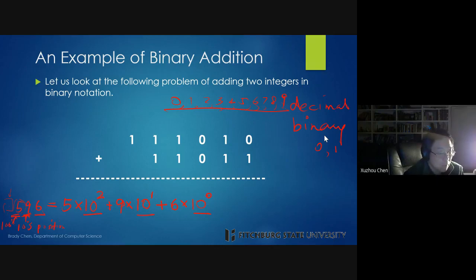So for every decimal number, you can always find a binary representation, and for every binary number, you can always convert it into a decimal number. There's a 1-to-1 mapping between these two numeric systems. Now, for a decimal number, you can represent any number as a sum of powers of 10. Here I gave you an example, 596.